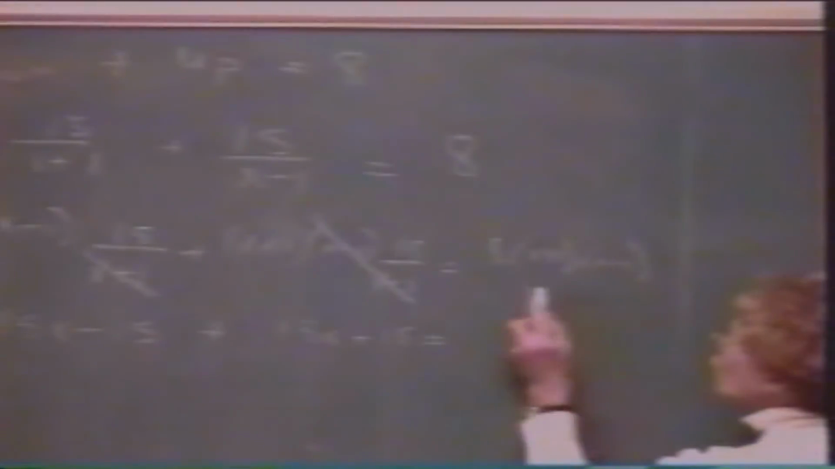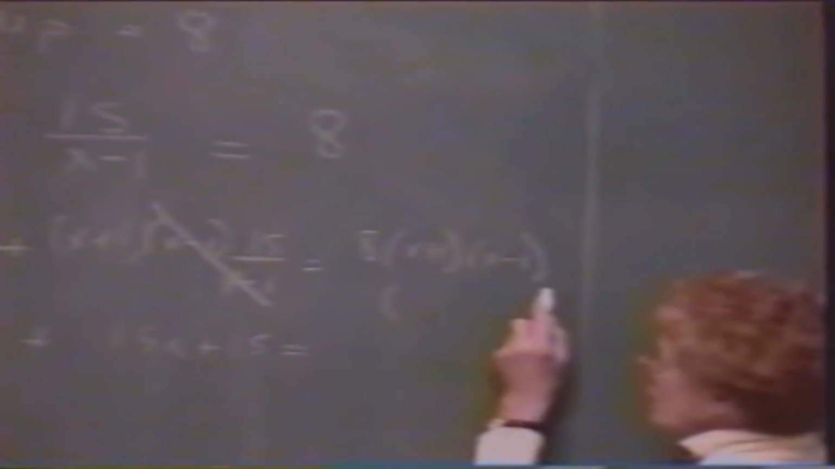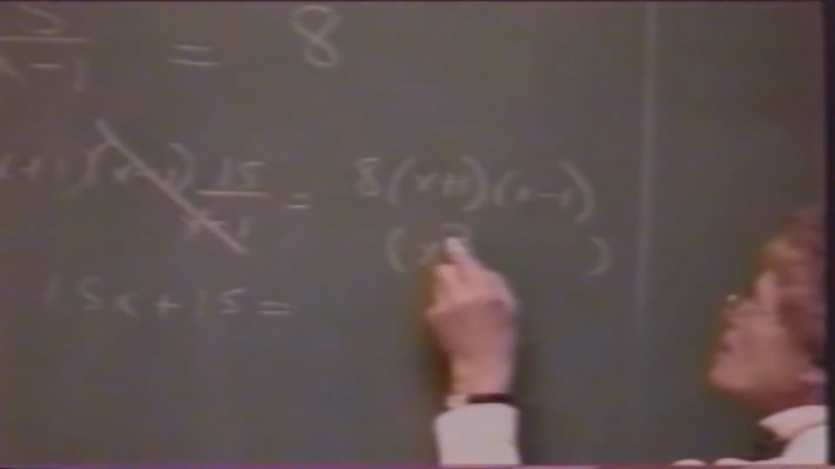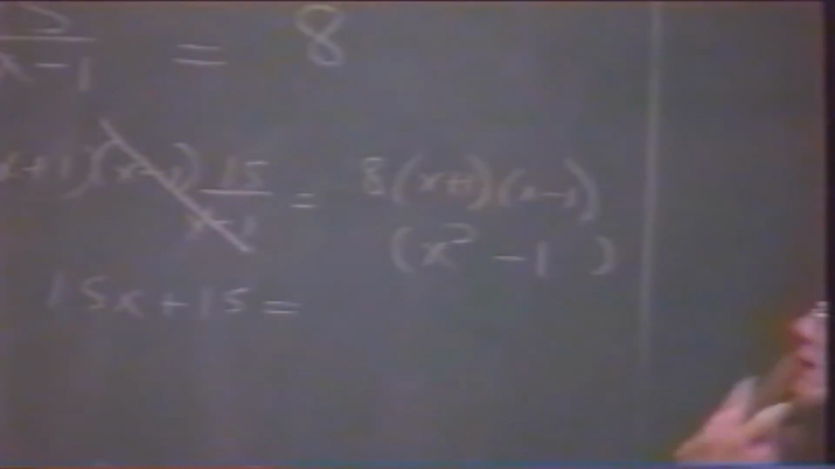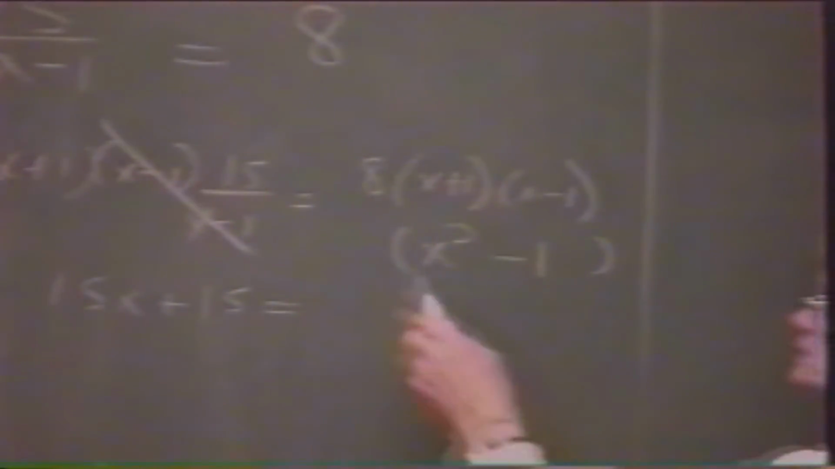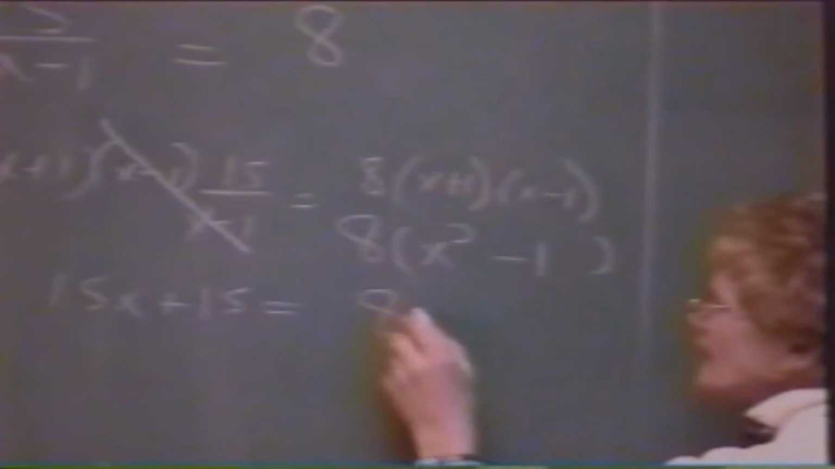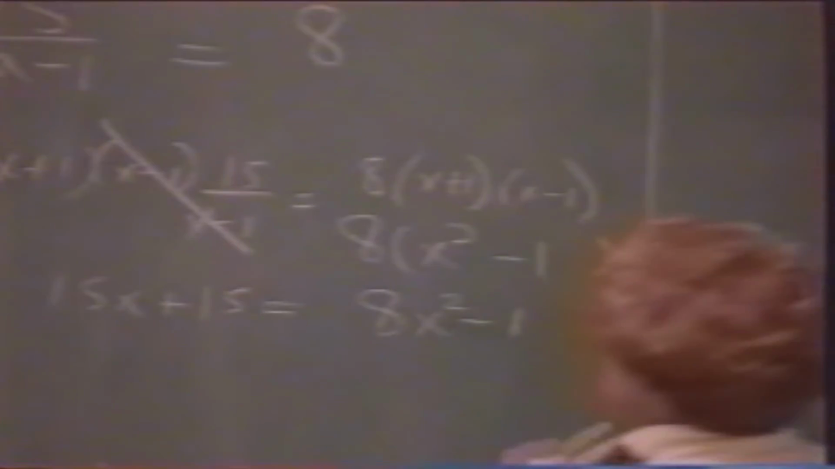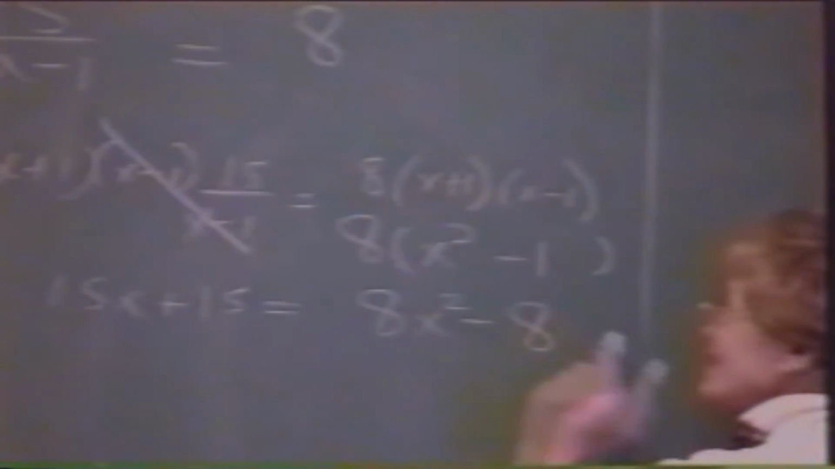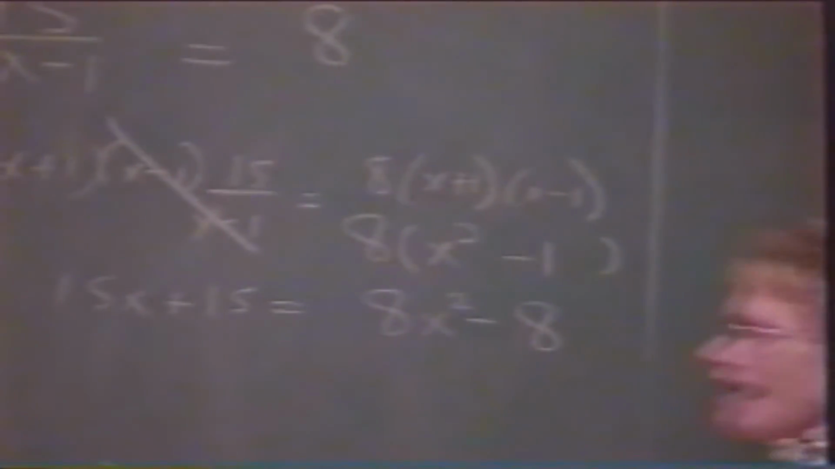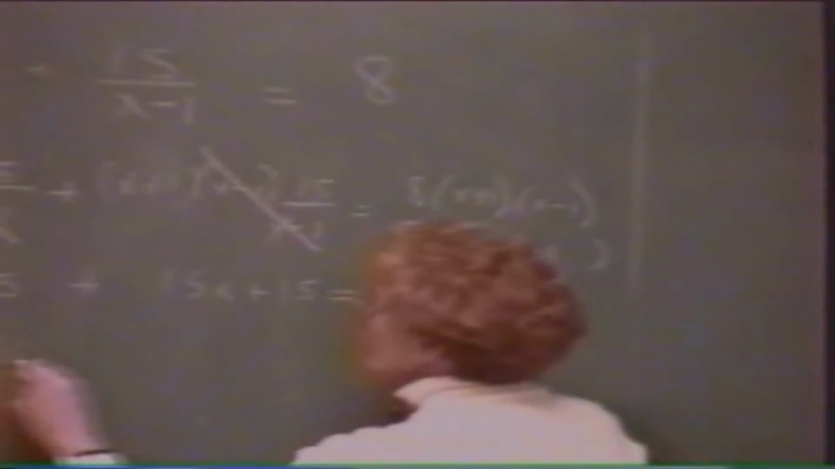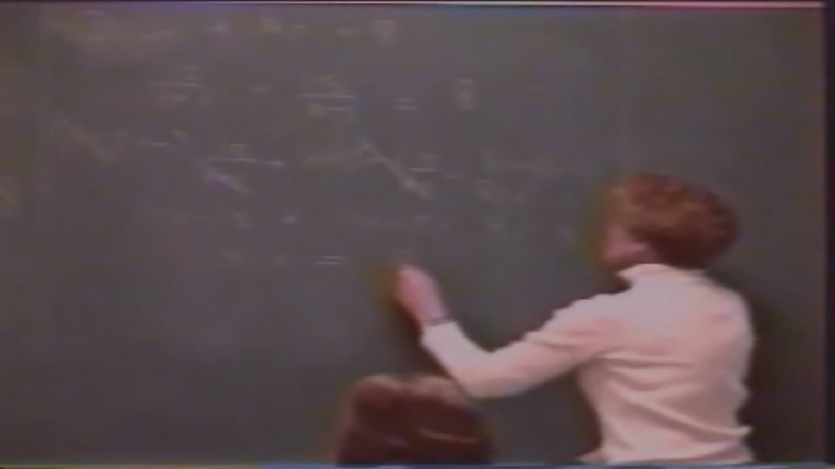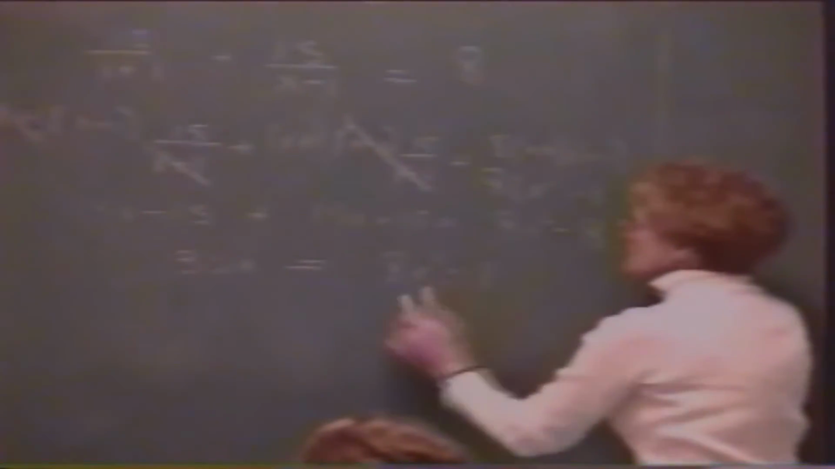So when you use the full method, what do we end up with? X squared minus 1. Really just x squared minus 1, because the insides and outsides cancel each other out. So we've got to multiply that by 8, so it's 8 times x squared minus 1, which is 8x squared minus 8. Okay, we combine our like terms here, 30x. The 15s cancel, so we have 30x equals 8x squared minus 8.